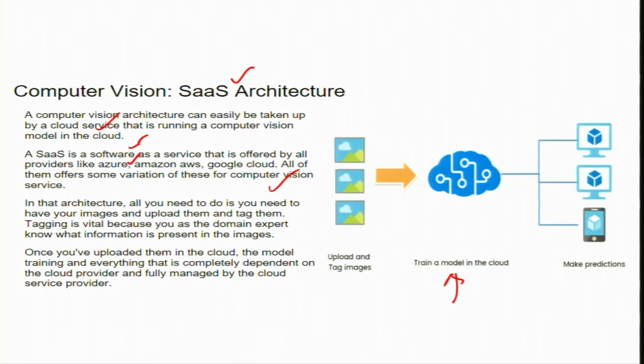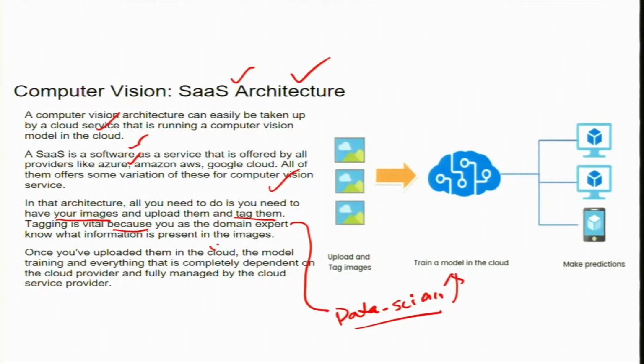In that architecture, all you need to do is have your images available, upload your images and then label them. Labeling is vital. Why? Because it has to be done with the help of domain experts and data science. So, data science is quite important, even when you are choosing the model or the service through the platform, that is software as a service.